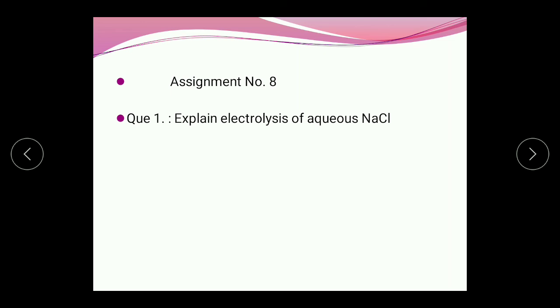So write it down in detail, open the textbooks. You will not get the figure of electrolysis of aqueous NaCl, but it will be the same as that of fused NaCl. The only difference is in one label, and that I have told you.